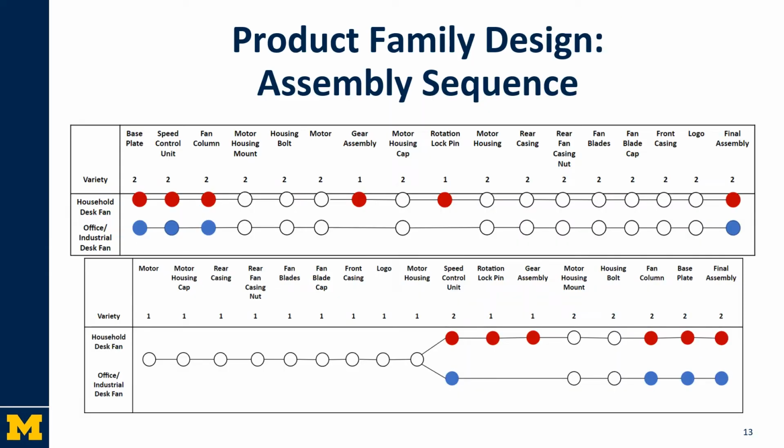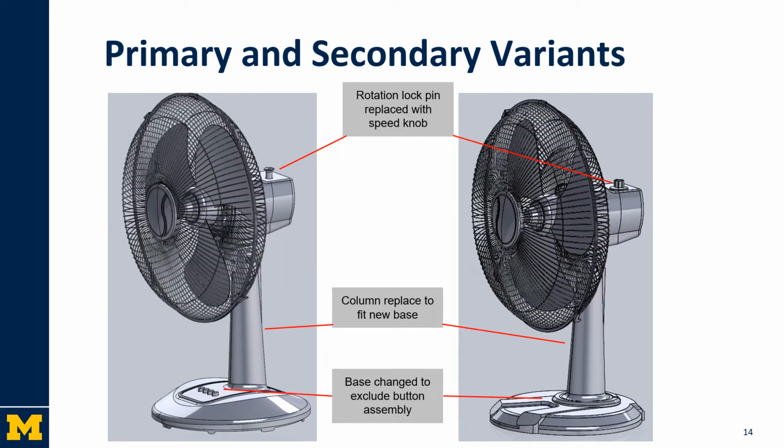Here's our product family design assembly sequence. The top one is the original and the bottom one is after we delayed differentiation. Here is the CAD of our primary and secondary variants. You can see the differences with the rotational lock pin. We replaced it with a speed dial knob on the secondary variant. With getting rid of the button assembly on the base, we had to change both the base and the column of the second variant as well.